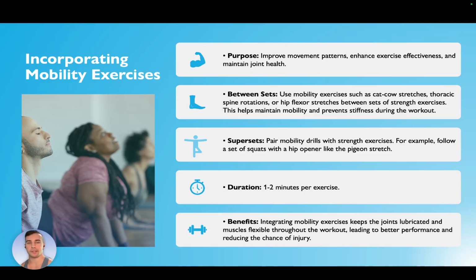Supersets, you could pair mobility drills with strength exercises, for example, follow a set of squats with a hip opener like the pigeon stretch. Again, the duration of this is 1 to 2 minutes per exercise. When you're integrating this mobility exercise, it's going to help keep the joints lubricated and muscles flexible throughout the workout, leading to better performance and reducing the chance of injury. So that's a way that you can integrate it.